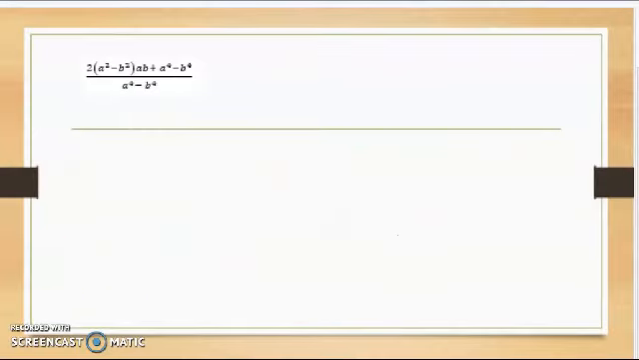Okay. Now, another one. We have here 2 times the quantity of a squared minus b squared times ab plus a to the fourth minus b to the fourth all over a to the fourth minus b to the fourth. Now, look at the numerator. So in this case, there are 3 terms. Now, we can group the numerator. So let's group the last 2 terms.